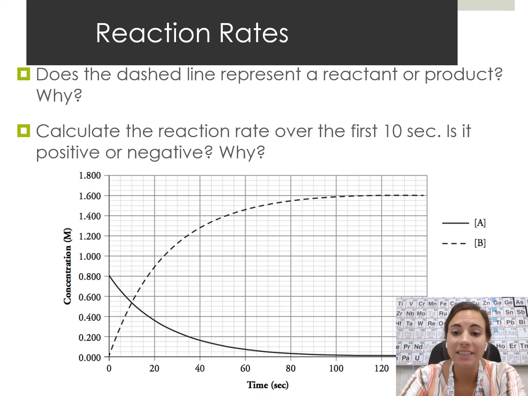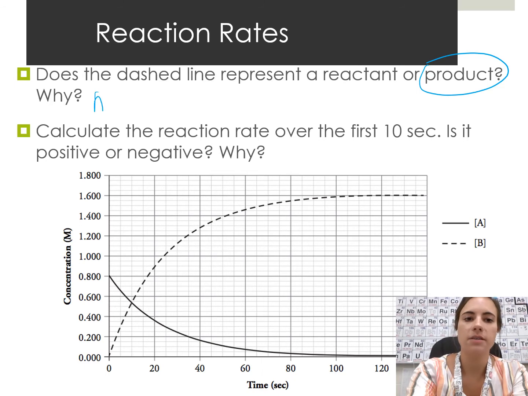So now let's look at this graph. We've added another curve. Now we have this dashed line. Is it a reactant or a product? It is absolutely a product because it is not present at the beginning.